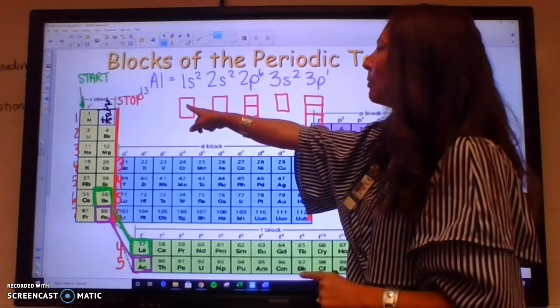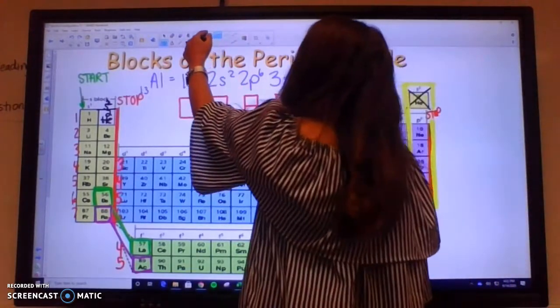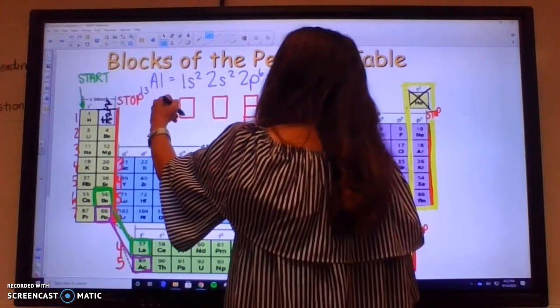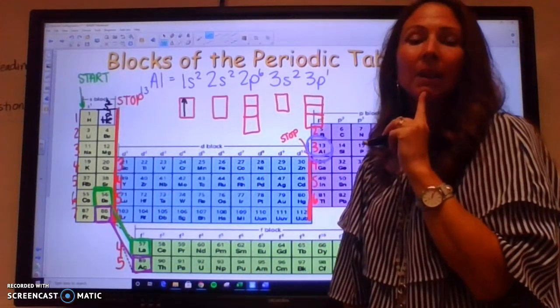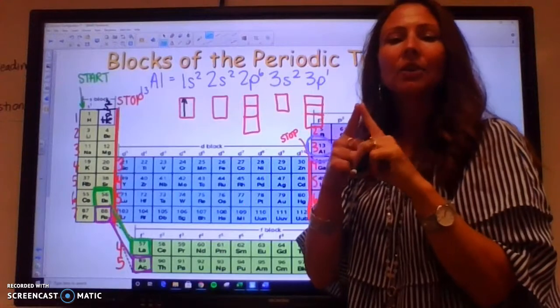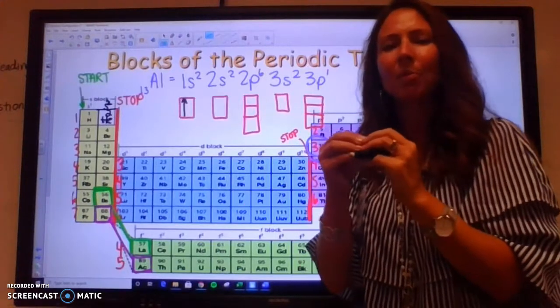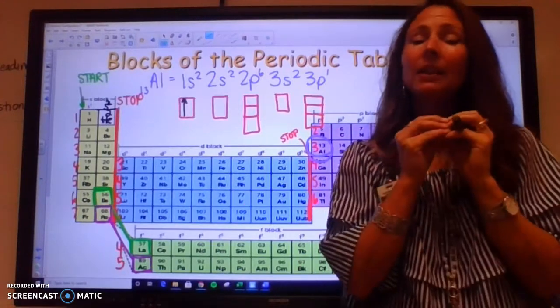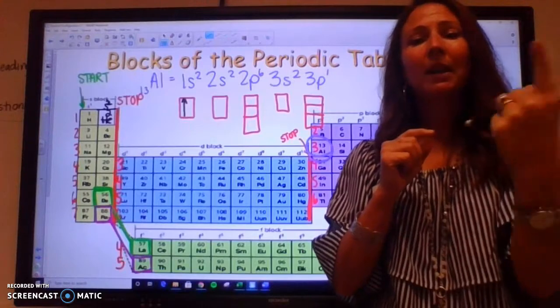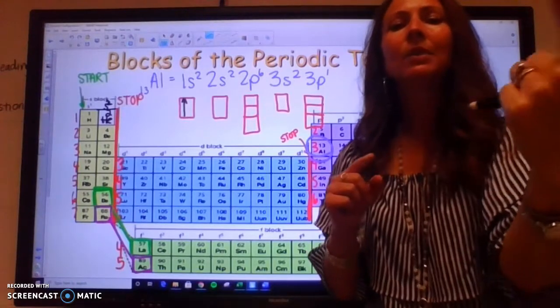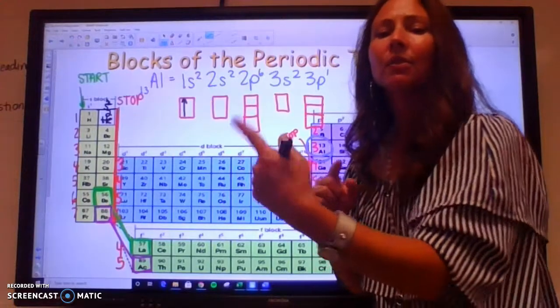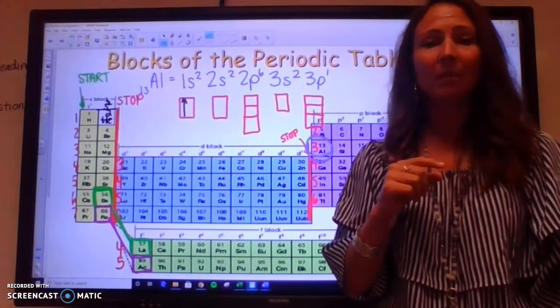Now, we have boxes and arrows, so I need to put arrows inside of these boxes. So in my first orbital, I look at my exponent, and I have a 2. That means I'm going to have 2 arrows. Well, if I start with an up arrow, and I have 2 electrons trying to occupy the same orbital, I want you to think about this. The electrons, they're spinning on their axis, and they're rotating around the nucleus of the atom in a certain shape.